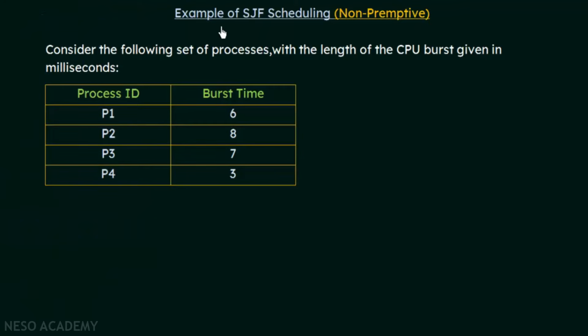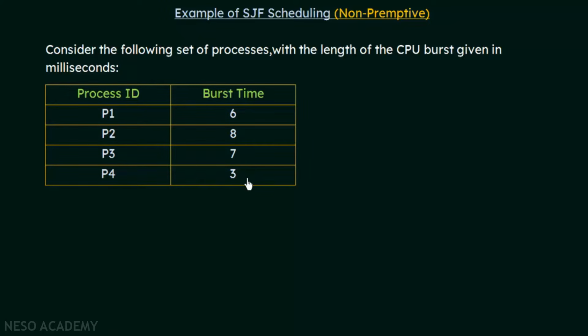Here we are going to take an example of the shortest job first scheduling when it is non-preemptive in nature. Consider the following set of processes with the length of the CPU burst given in milliseconds. Here we are given 4 processes with process IDs P1, P2, P3 and P4, and the burst times of these processes are given in milliseconds. P1 has a burst time of 6 milliseconds, P2 has a burst time of 8 milliseconds, P3 of 7 milliseconds and P4 of 3 milliseconds.